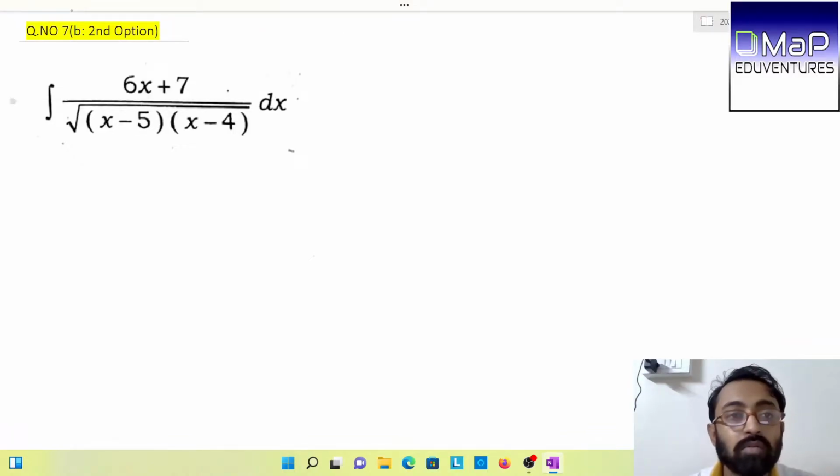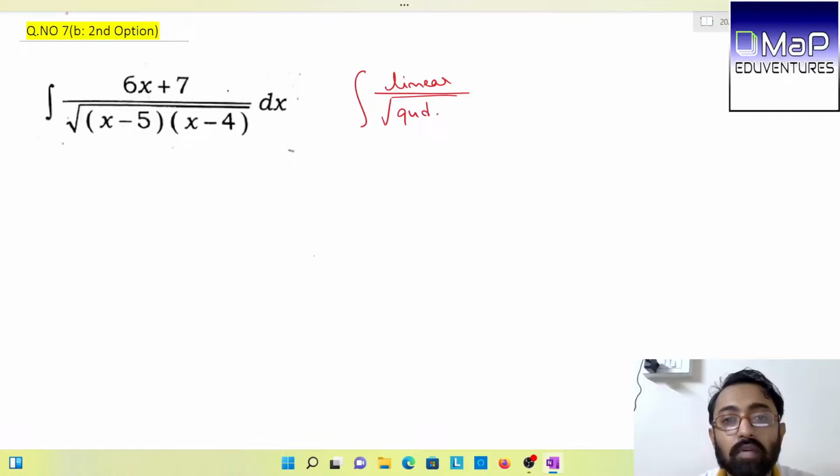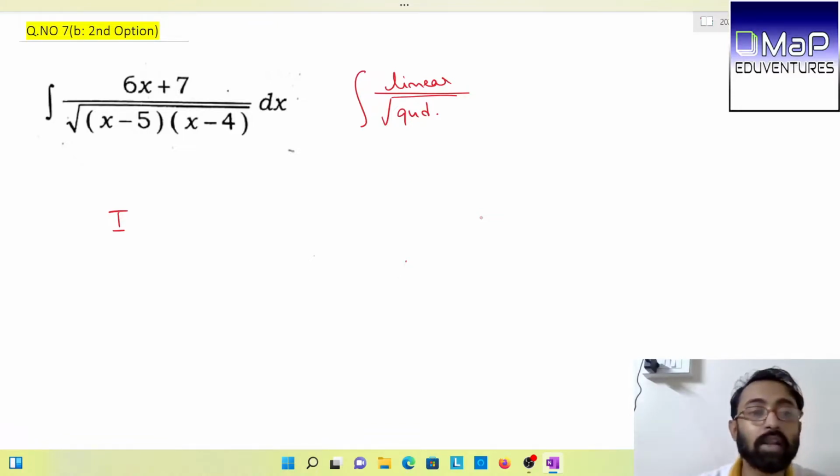All right, so if we take a closer look here, question number 7b, there is the second option. It is integration of linear by under root quadratic form, and we can pronounce that linear by under root quadratic. We have discussed the same kind of question in the previous video. The procedure we have discussed completely in our last video, so take a look there.